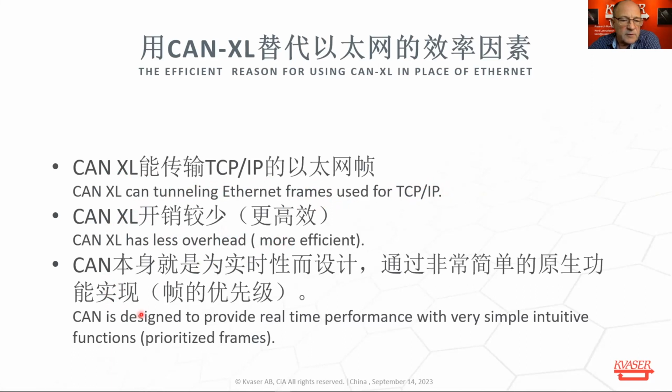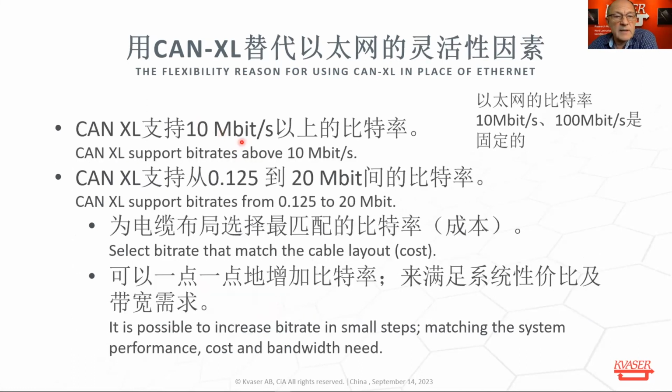And again, CAN is designed for real-time systems. If you go for Ethernet, you also have to implement time-sensitive networking or other solutions to ensure that your Ethernet system is actually a good real-time system. Another reason to stay with CAN-XL instead of going to 10 megabit Ethernet is that CAN-XL also supports 10 megabit per second.